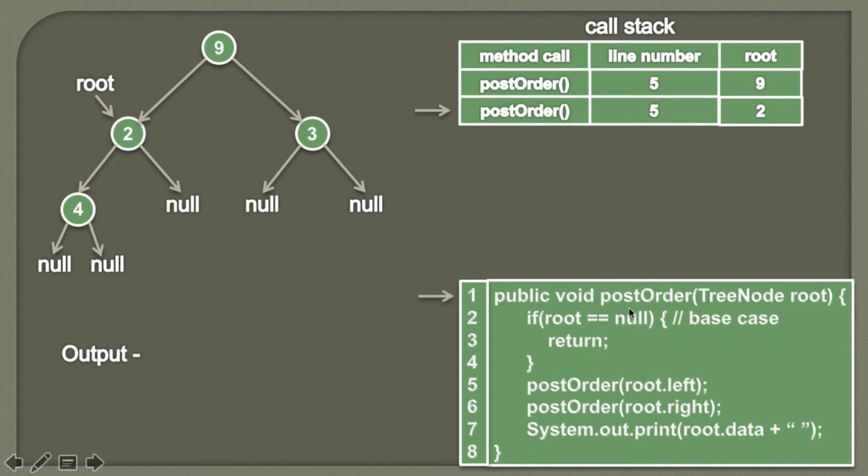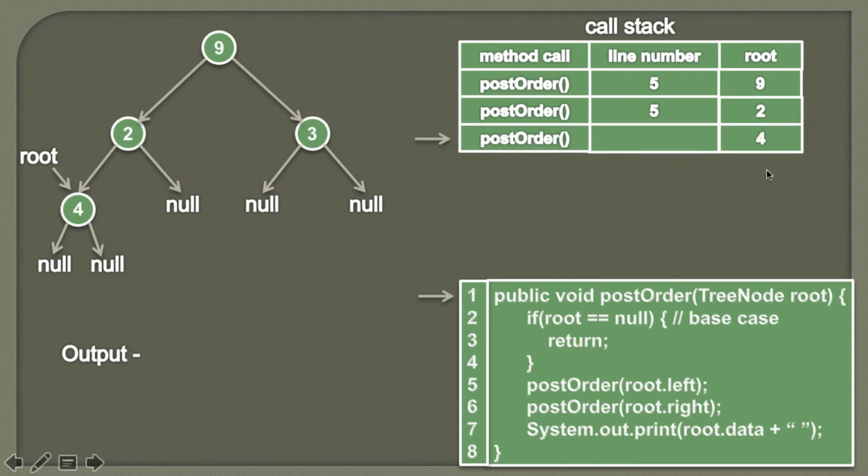So now the point of execution reaches this post order method with the root as 4, and root will now point to the node 4. As this method starts its execution, there will be one more method on the call stack with the root as 4. So here now this post order method will start its execution with the root as 4.